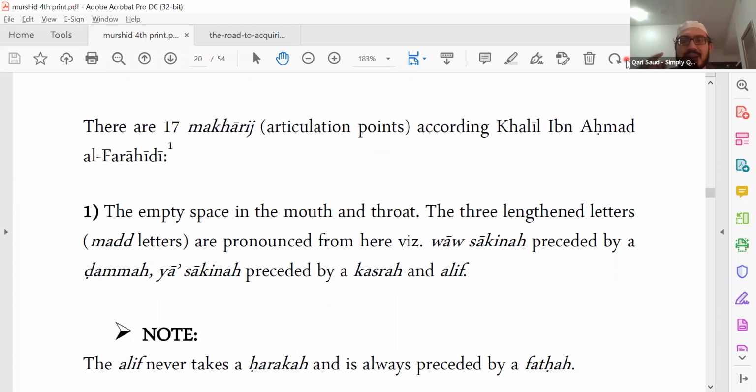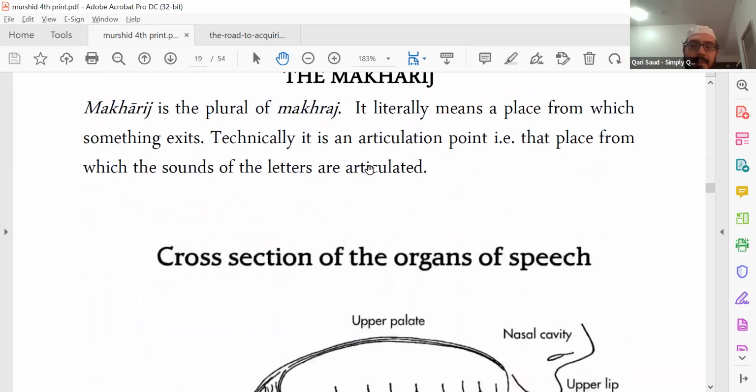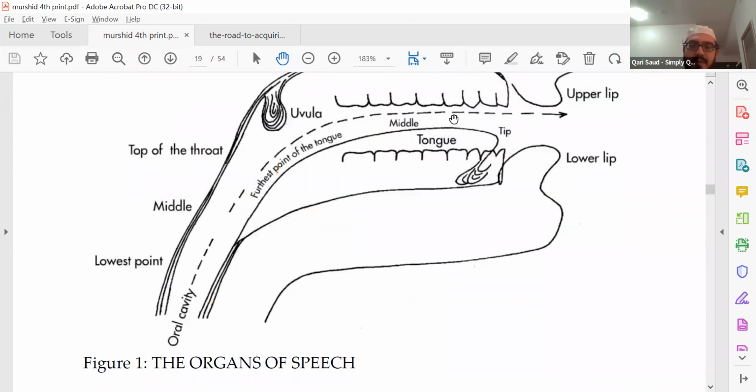Now notice, it's not the letter sound itself, but rather the sound that comes after the a. Or for example, ba. It's not the ba, but rather the sound that comes after. So the a sound, the u sound, the e sound. That is makhraj number 1. And we saw in the picture before, this is the oral cavity. So the sound doesn't come from a specific place.